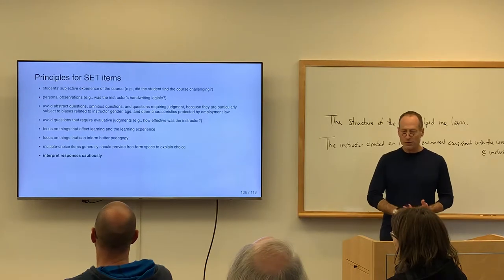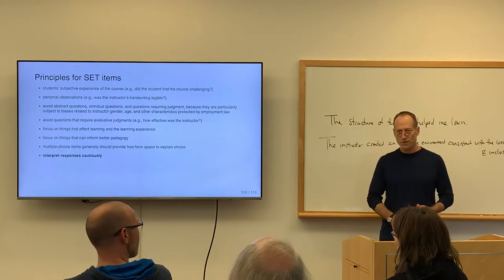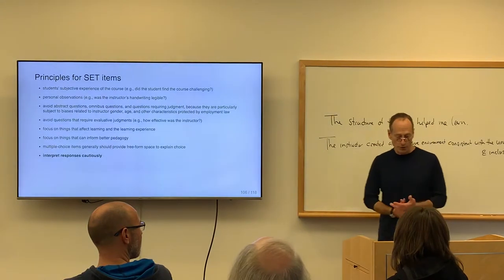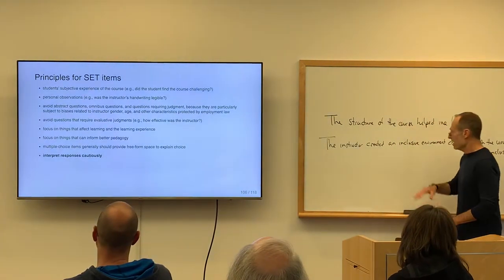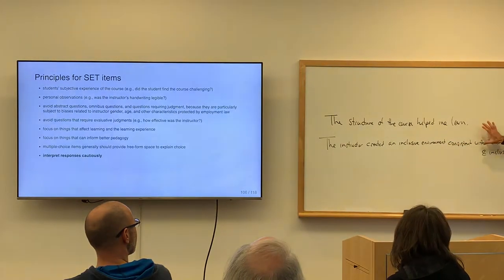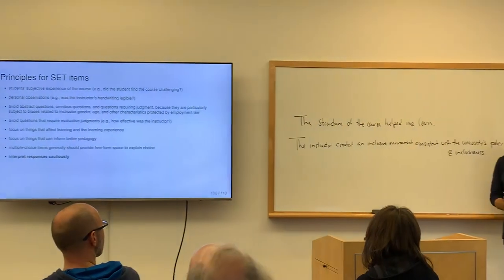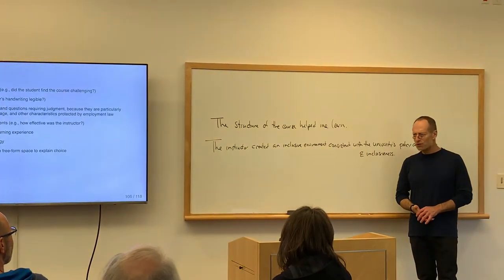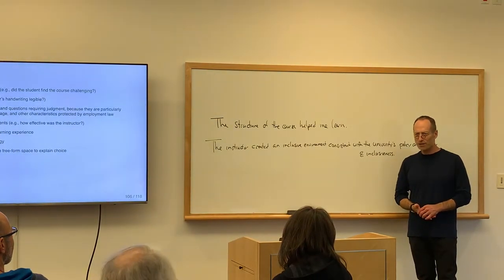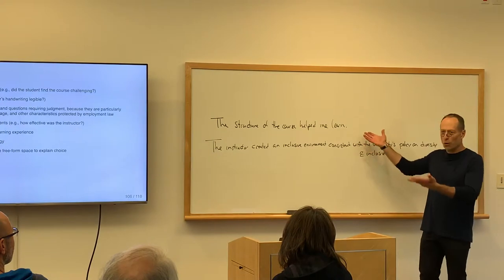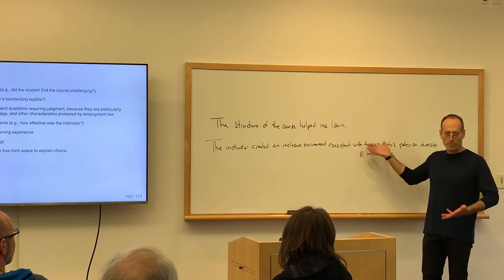Avoid abstract questions, omnibus questions like, on the whole, how effective was this? Those just invite bias and students aren't really qualified to judge. These are two items that are being proposed to be added to Berkeley's evaluations. I paraphrased them slightly, but on the whole, the proposals have been good, but these are two kind of howlers. The structure of the course helped me learn. What is the structure of the course? Does that mean lecture versus seminar versus online? Does it mean group assignments? What does it mean? I have no idea, right? If a student said no, I wouldn't know what to do. This is not going to inform better pedagogy.